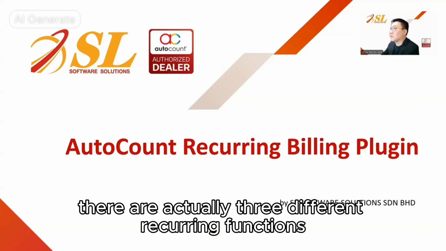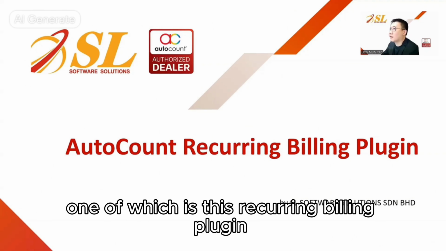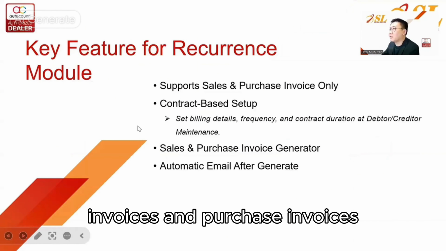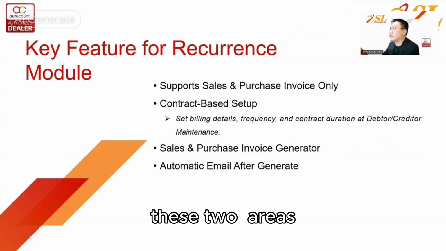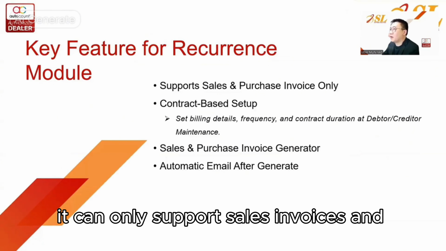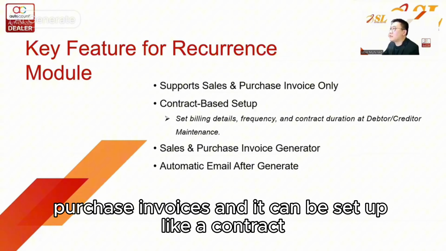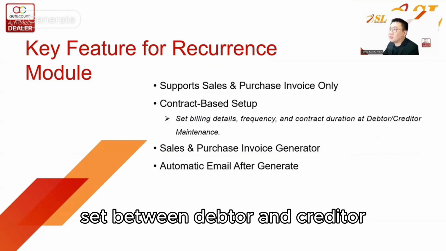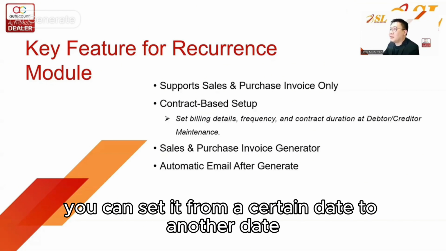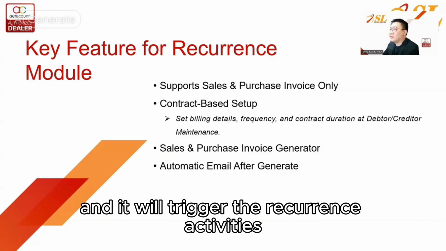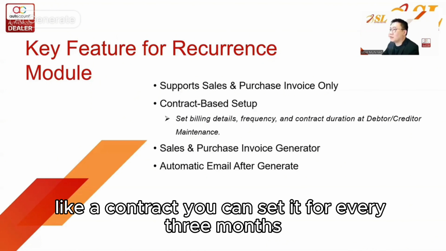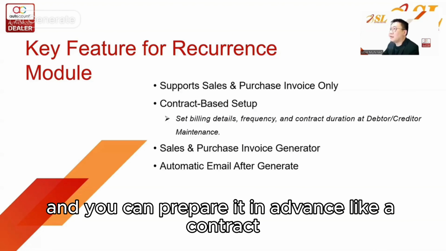In AutoCount, there are actually 3 different recurring functions, one of which is this recurring billing plugin. The recurring billing plugin can only support sales invoices and purchase invoices, and it can be set up like a contract between debtor and creditor. You can set it from a certain date to another date, and it will trigger the recurrence activities. Like a contract, you can set it for every 3 months, every 2 months, every 6 months, and you can prepare it in advance.